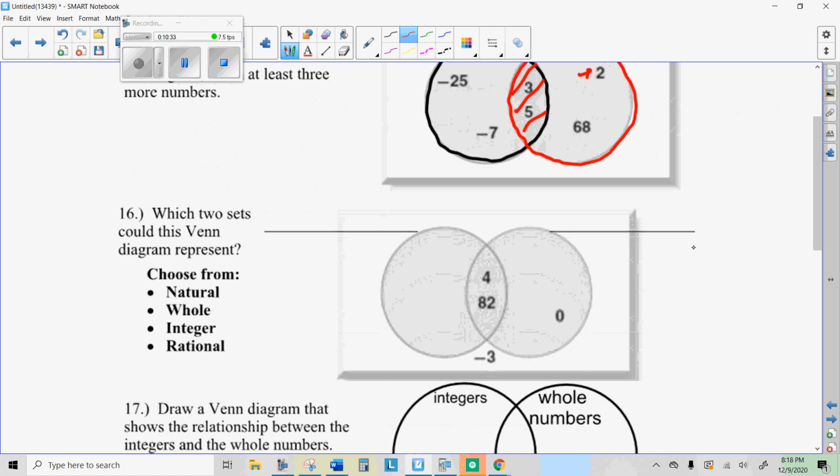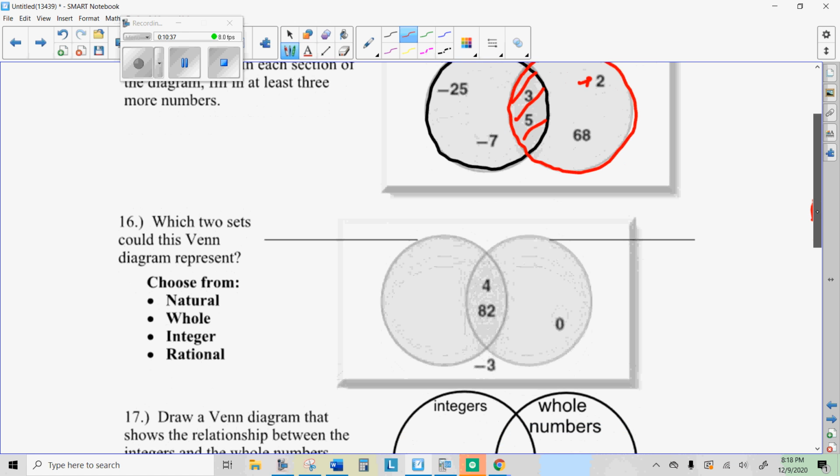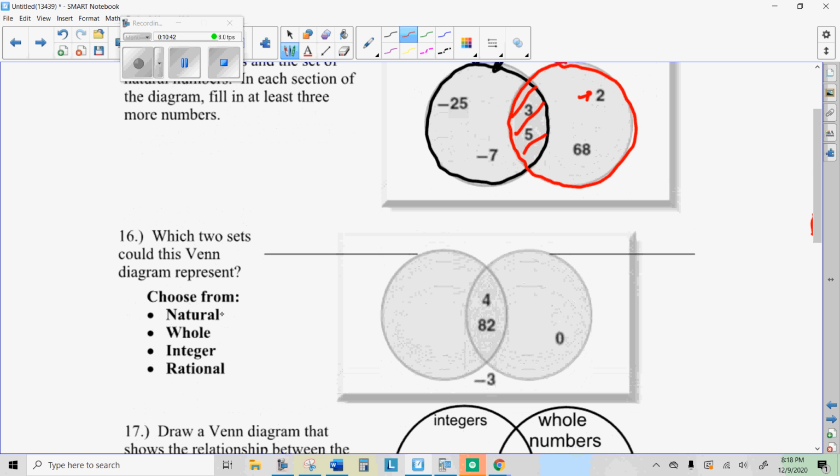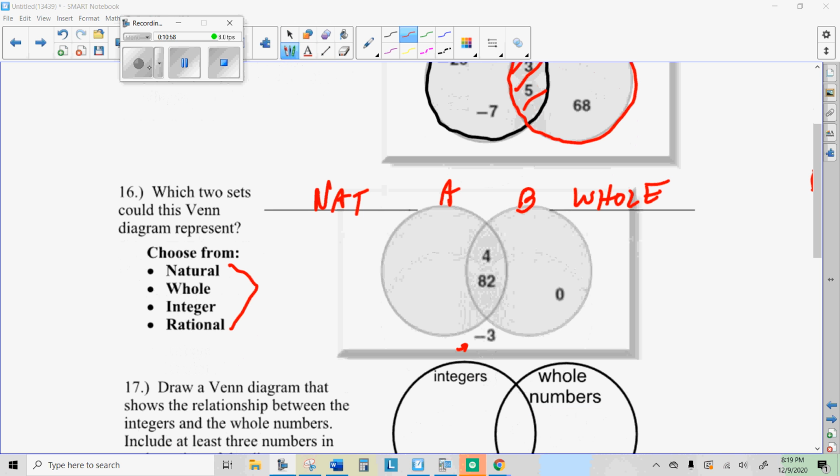They show that they belong to both sets. Okay, so which two sets could this Venn diagram describe? So think of one of those sets. You can choose from any of these four that could be on this side for set A here, this part for set B, and notice -3 is not part of either. So think about that. Here's what I came up with, and I picked whole over here because naturals don't have 0 in them, wholes do.